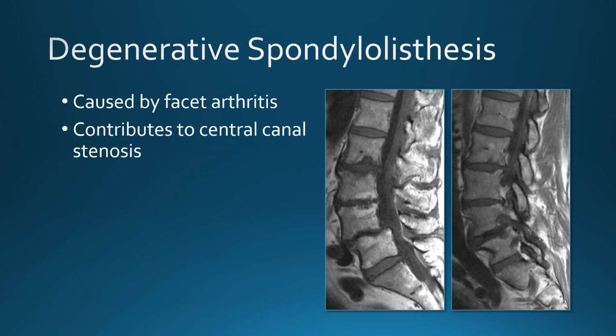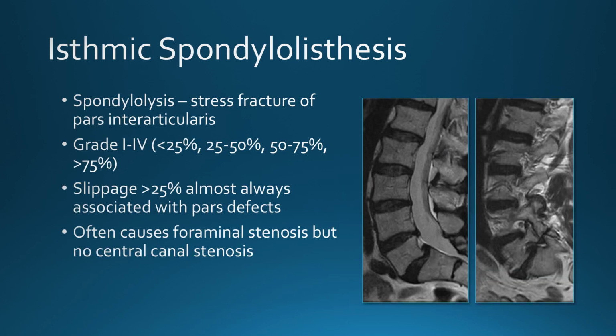Facet osteoarthritis can cause spondylolisthesis, so we would call this degenerative spondylolisthesis, and this contributes to central canal stenosis. The other type of spondylolisthesis is called isthmic spondylolisthesis. This is secondary to spondylolysis, or stress fracture of the pars interarticularis. This usually occurs during adolescence, often related to sports.